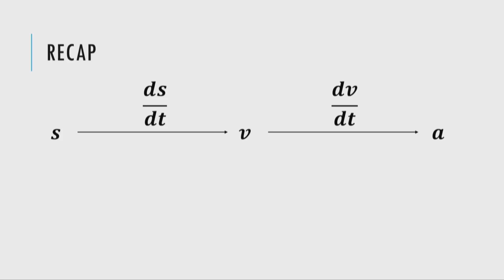So let's begin. In a previous video, you have learned that when a particle moves in a straight line where displacement is given, then velocity will be differentiation of displacement with respect to t, and acceleration will be differentiation of velocity with respect to t.